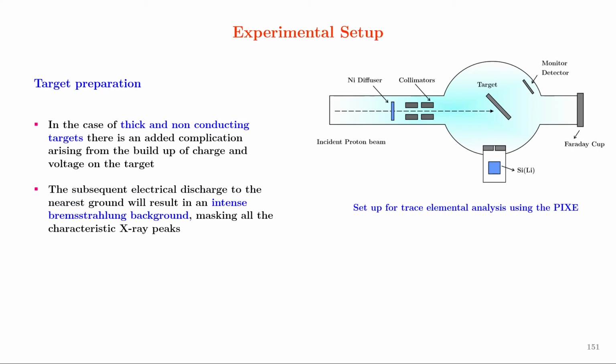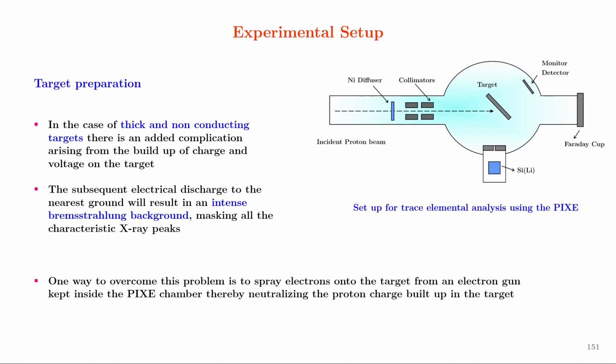The subsequent electrical discharge to the nearest ground can result in an intense Bremsstrahlung background masking all the characteristic X-ray peaks. One way to overcome this problem is to spray electrons onto the target from an electron gun kept inside the PIXE chamber, thereby neutralizing the proton charge buildup in the target.